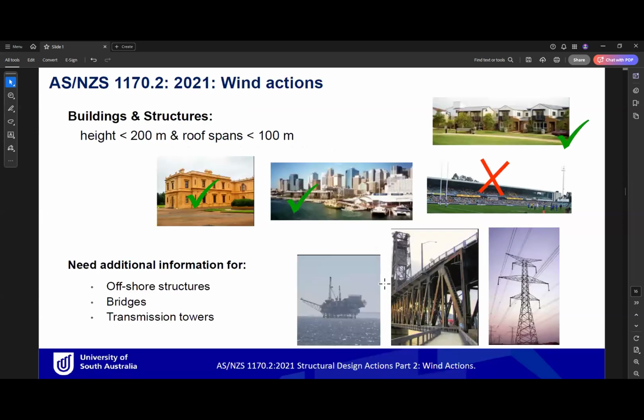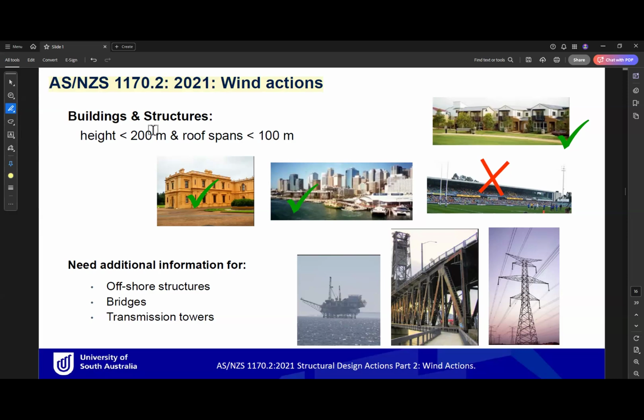Okay, now we can go to the next step. The next step is how to calculate the wind action, or how to find the wind forces applied to the building. In Australia, we have two standards that are used to find the wind actions. The first one is AS/NZS 1170.2 version 2021, wind actions.